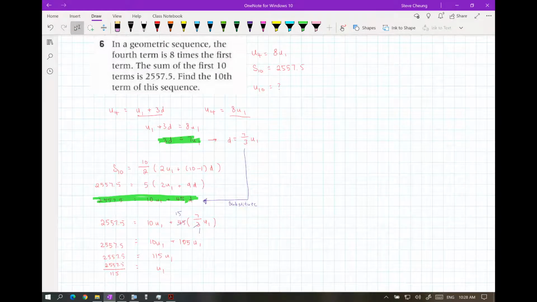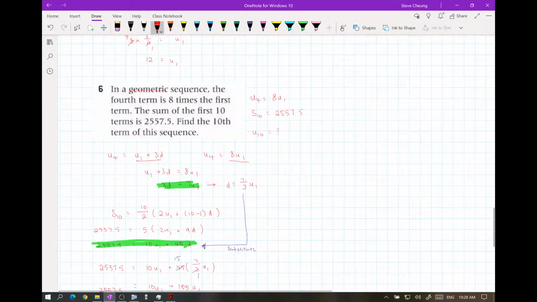u1 plus 3d, u4, 7/3. Why is this such an odd number? Oh, I'm so sorry, guys. This would be true if the sequence was arithmetic. So I guess I didn't read the question carefully enough, so let's scratch that.